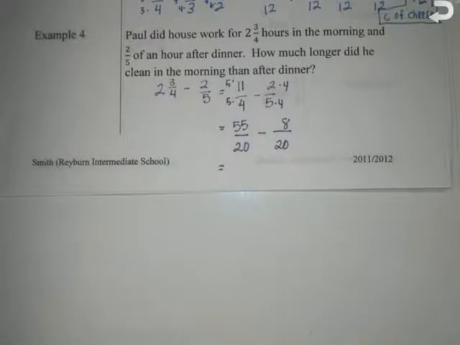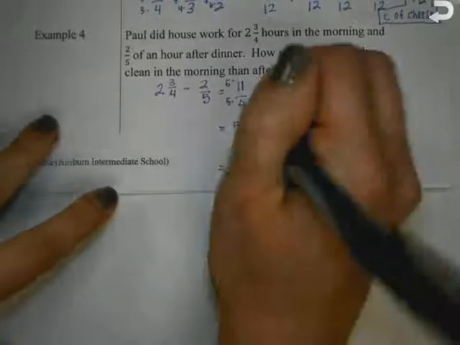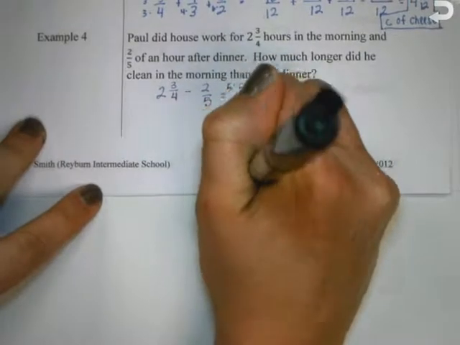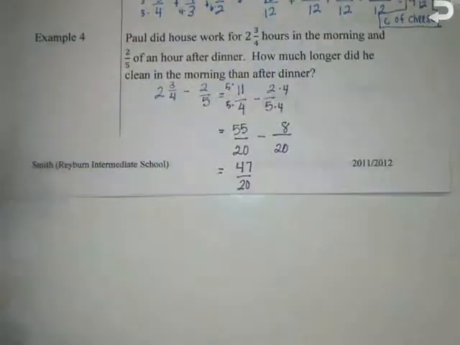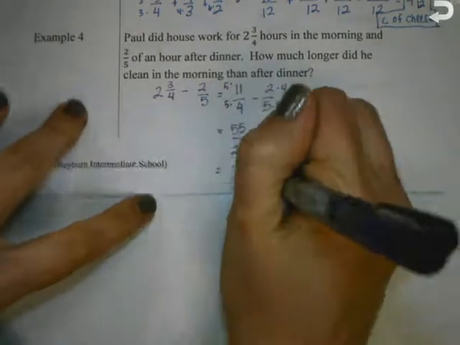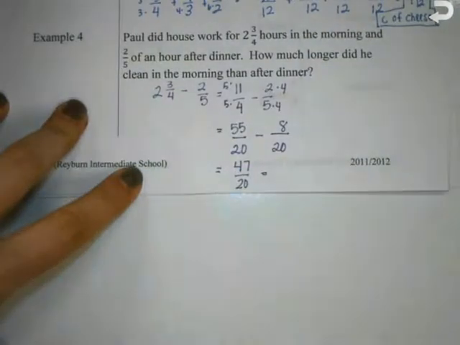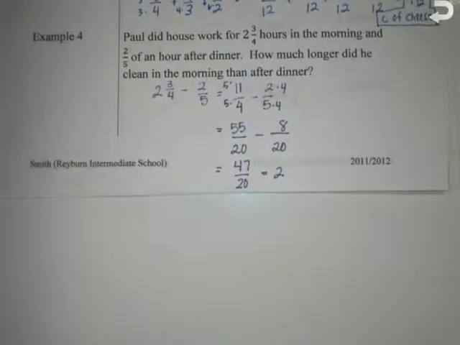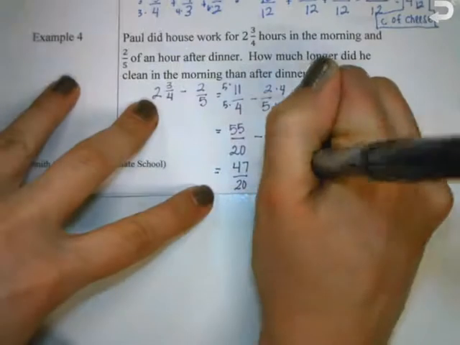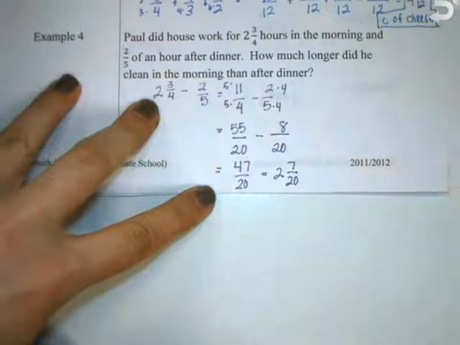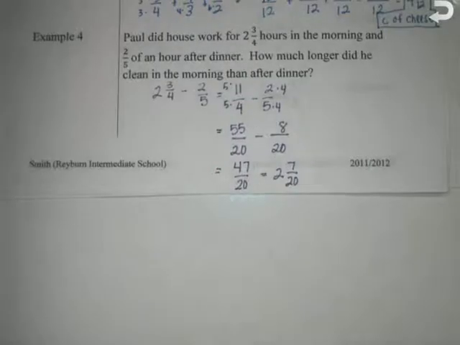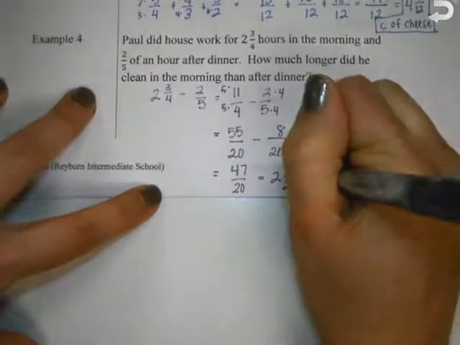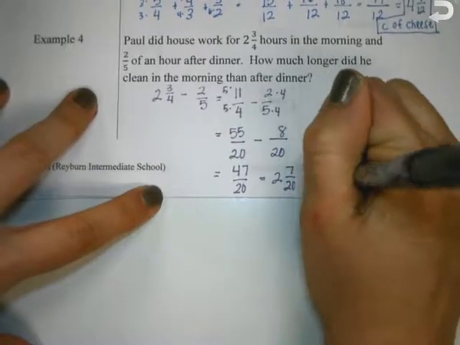So 47/20. Do I need to change it back to a mixed number? Yes. I do. So how many times does 20 go into 47? Twice. That gives me 40, so it gives me a remainder of 7. So 2 and 7/20. 7/20 of what? Hours, right? Hours longer. Box your answer.